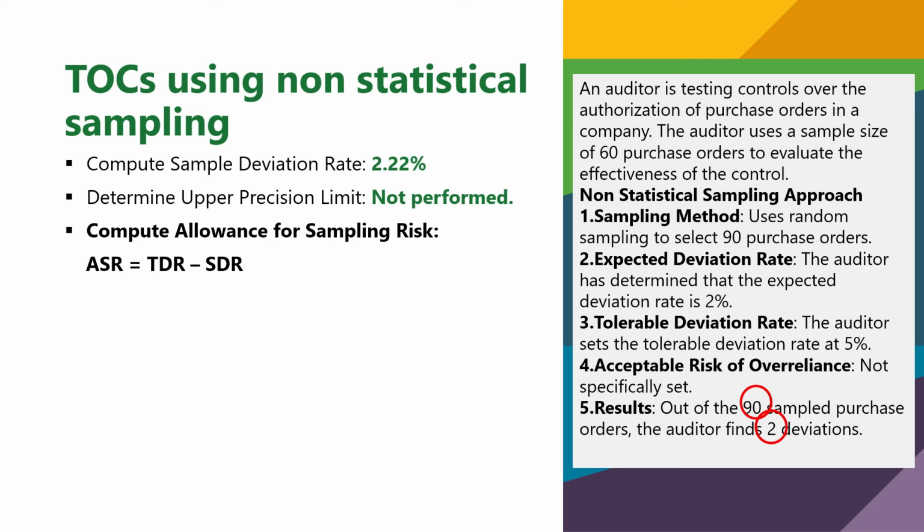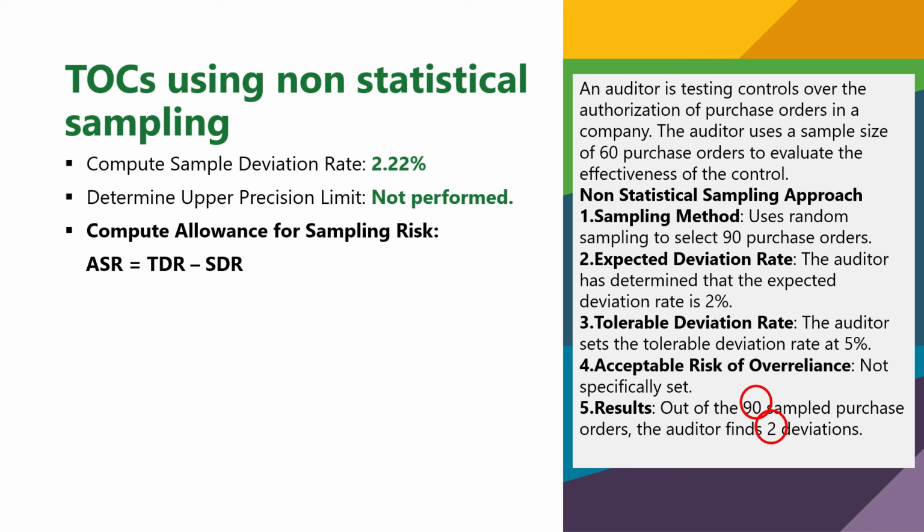And then the sample deviation rate is what you have actually found. So the bigger your sample deviation rate is, the closer it becomes to your tolerable deviation rate. And the closer it is to your tolerable deviation rate, the scarier it is for the auditor. This is what we mean when we say the auditor's level of comfort with regards to the results of the sampling can be reflected in a larger allowance for sampling risk.